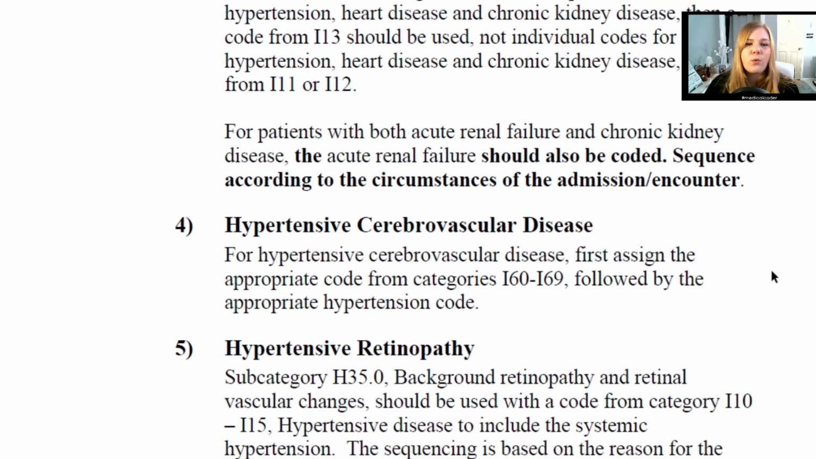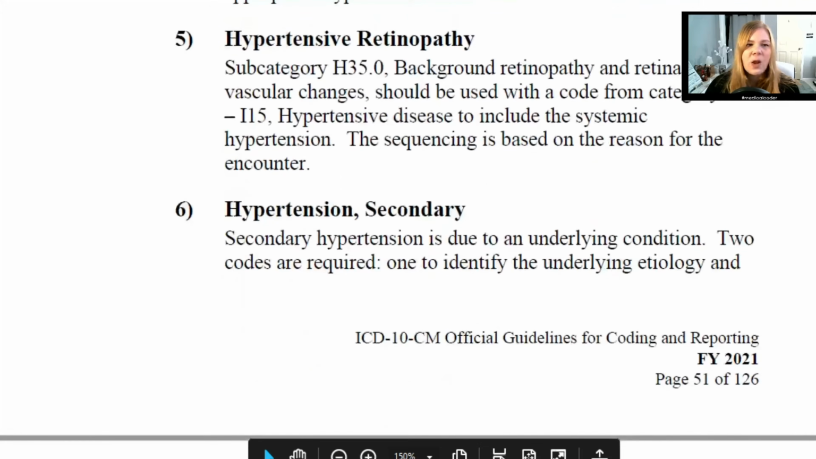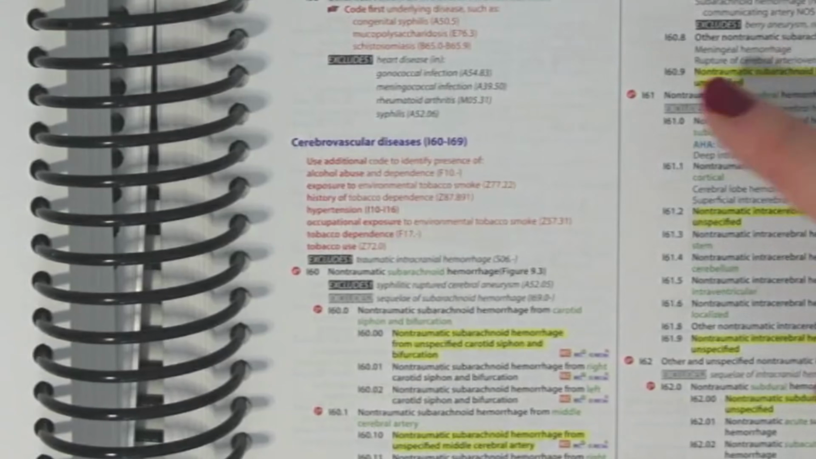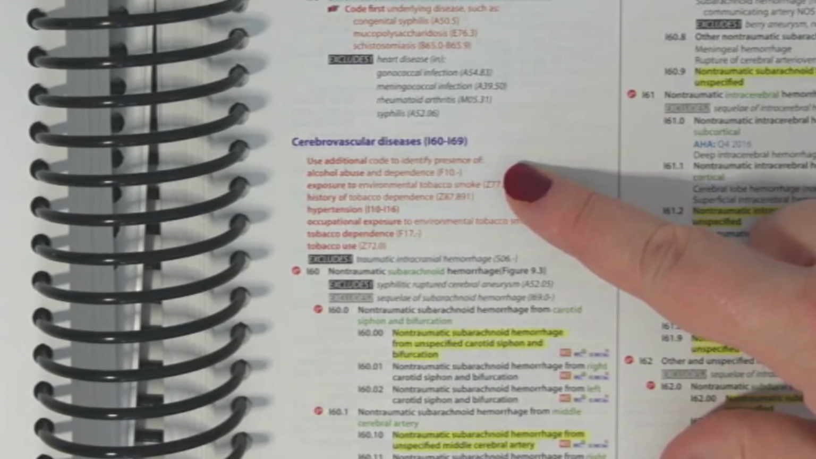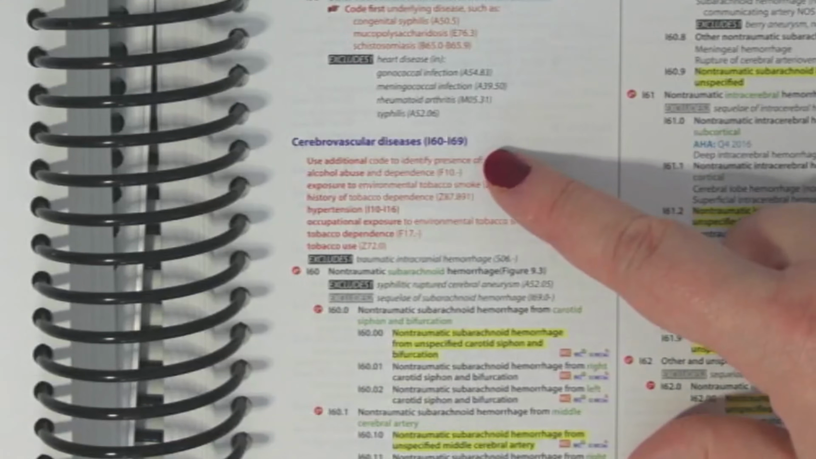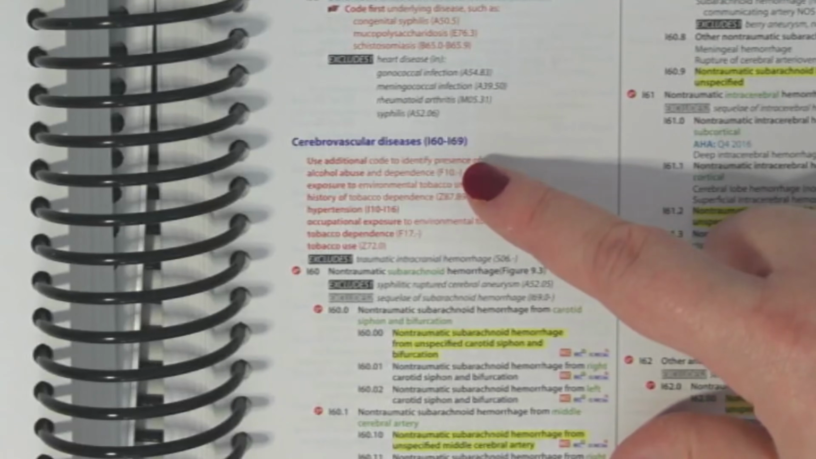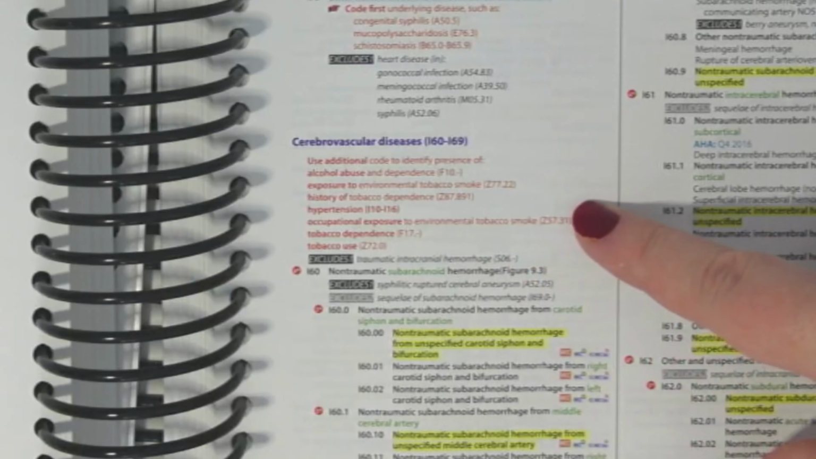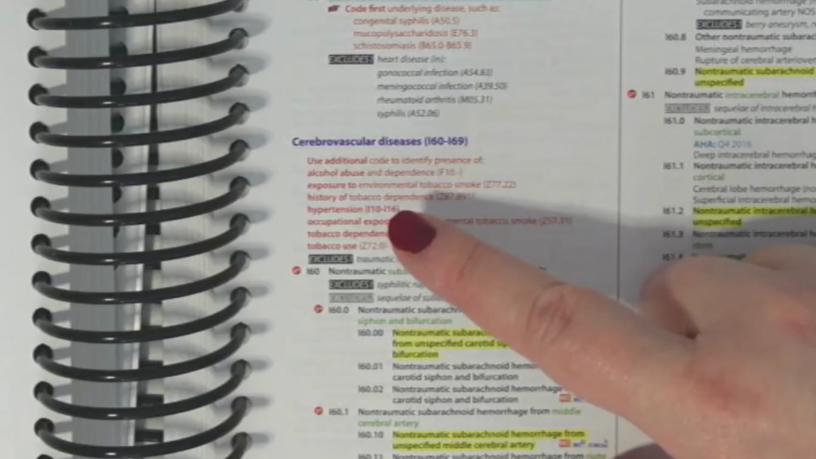For patients with both acute renal failure and chronic kidney disease, the acute renal failure should be coded, and then you sequence it according to the circumstances of the admission or the encounter. For hypertensive cerebrovascular disease, you would assign the appropriate code from categories I60 through I69, followed by the appropriate hypertension code. If you look at the codes for I60, it also tells you to use any additional codes to identify the presence of alcohol abuse, exposure to environmental tobacco smoke, history of tobacco dependence, hypertension, occupational exposure to environmental tobacco smoke, tobacco dependence, or tobacco use.